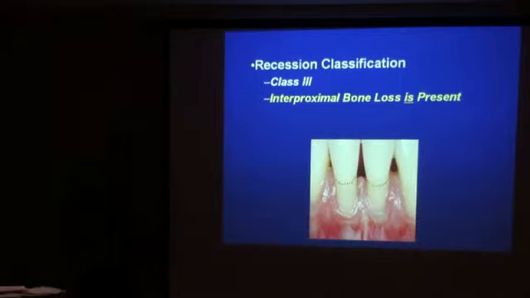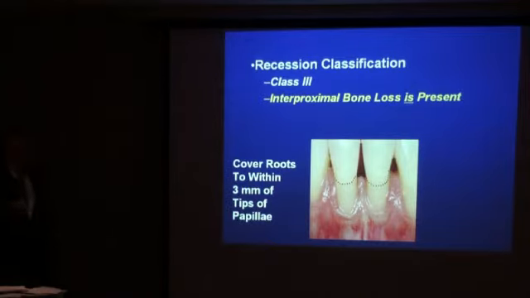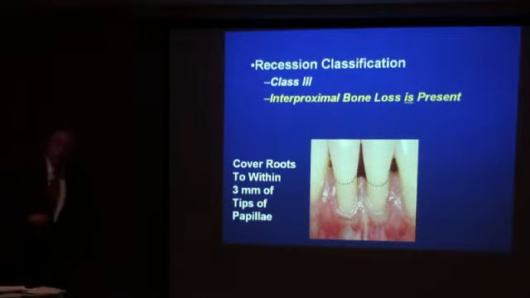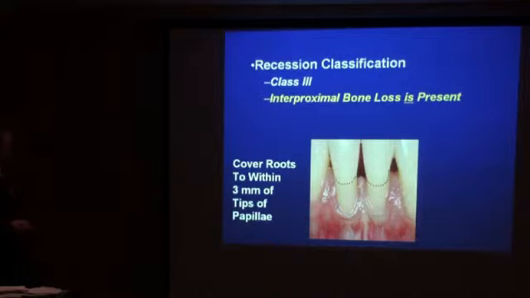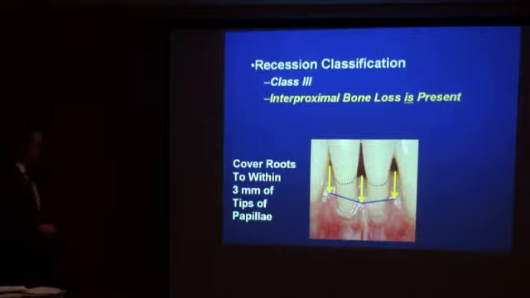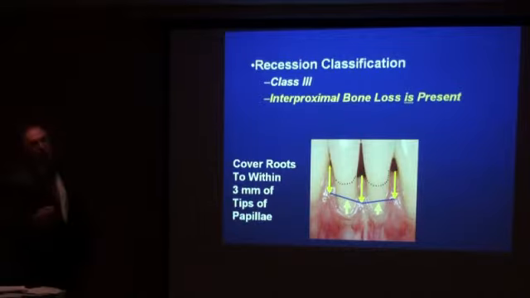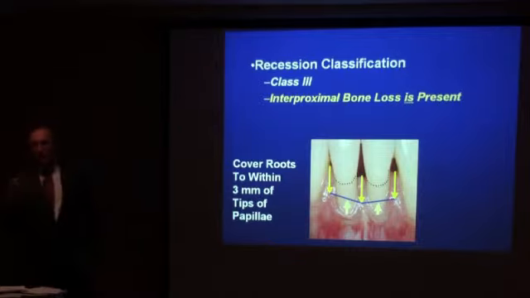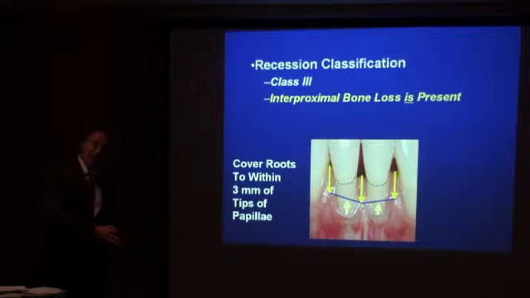Here are the CEJs, and if we apply the principle of root coverage being possible within 3 millimeters of the tips of the papillae, and so we measure 3 millimeters apically from the tips of the papillae, and then we connect those points with a line, we see that root coverage is only possible up to this level. And this is where I'm coming from when I say that we don't want to overpromise and underdeliver to our patients because we didn't categorize them properly.